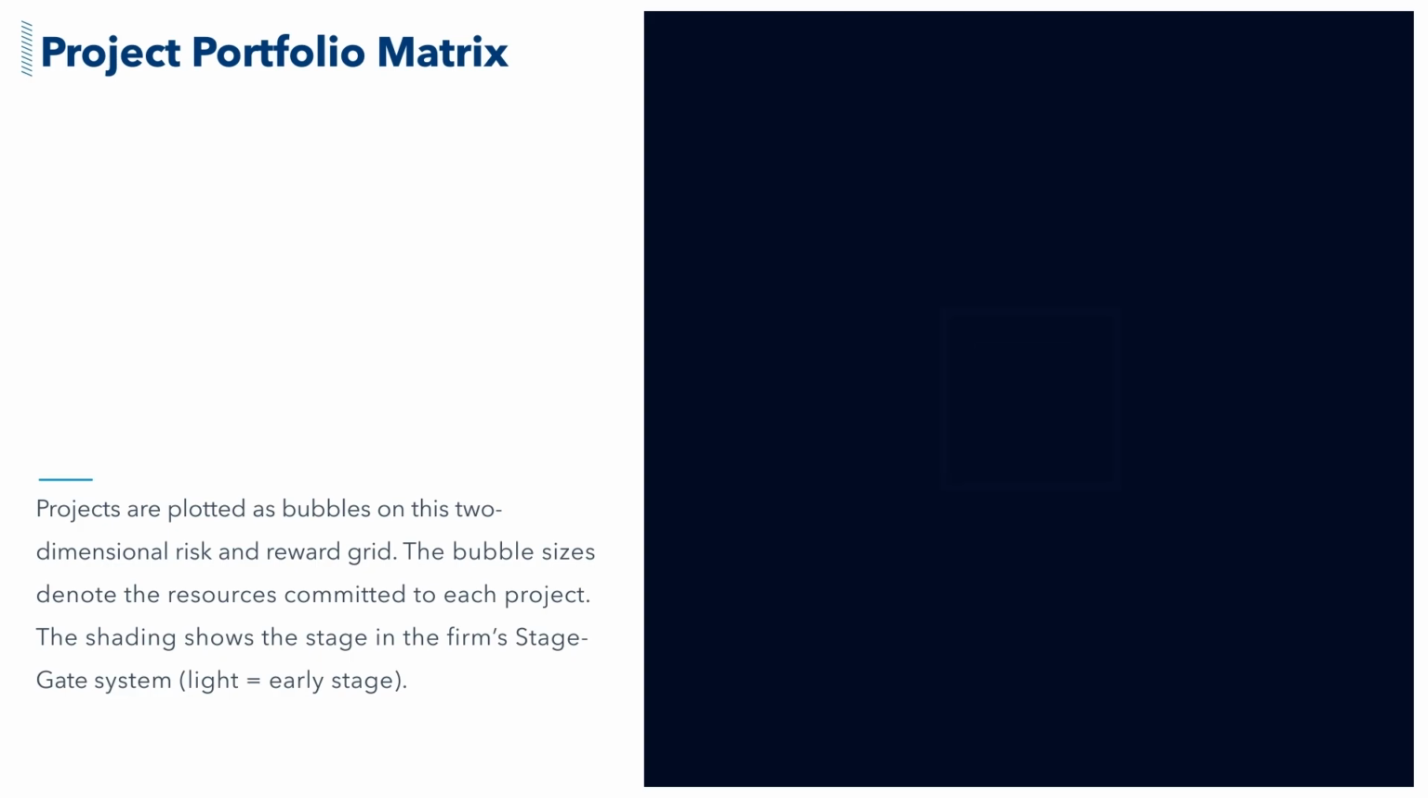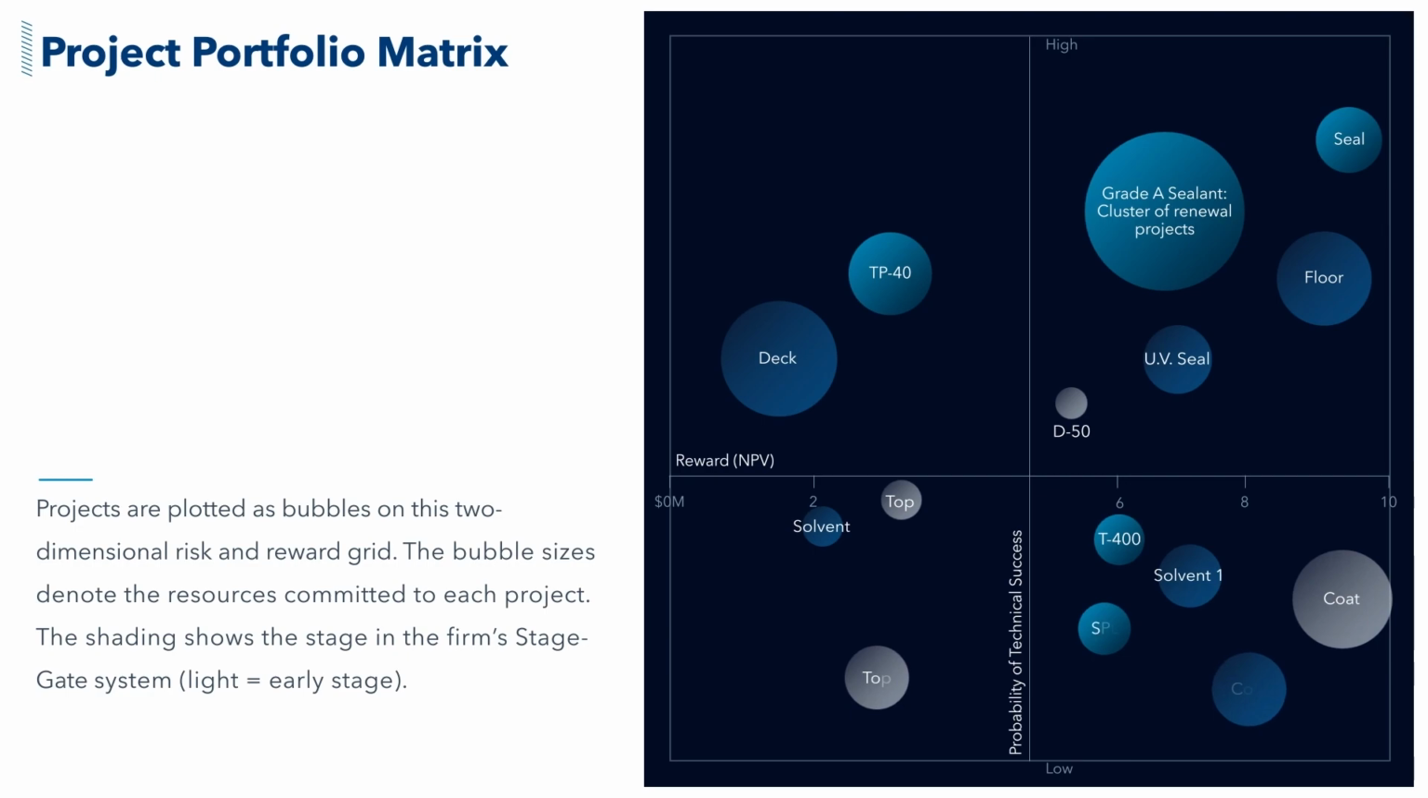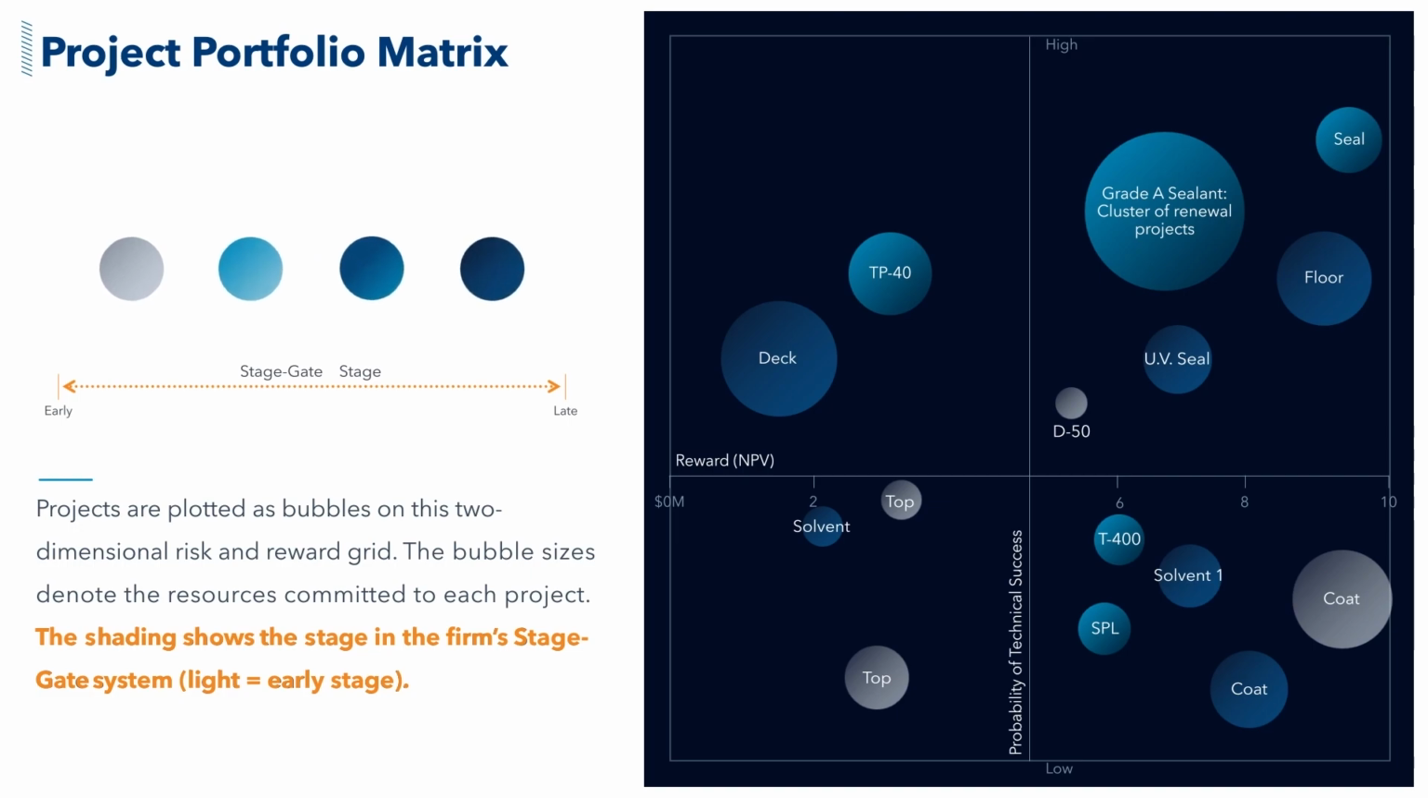Another way to look at the innovation portfolio is with a risk-reward chart known as the Project Portfolio Matrix. To build it, projects are plotted on a 2-dimensional risk and reward grid, where the risk or the probability of technical success is on the vertical axis and the reward is on the horizontal axis. The bubble sizes denote the resources committed to each project. Then the shading shows the stage in the firm's stage gate system, where the gray represents early-stage projects while the darker blue are projects in the later stage.